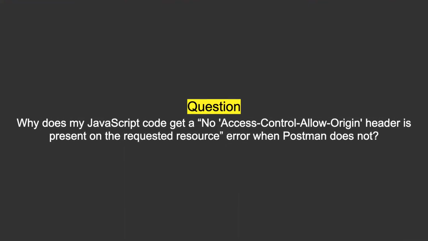Why does my JavaScript code get a "No Access-Control-Allow-Origin header is present on the requested resource" error when Postman does not?